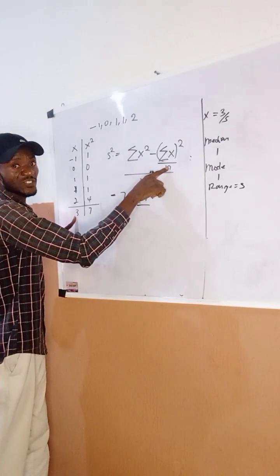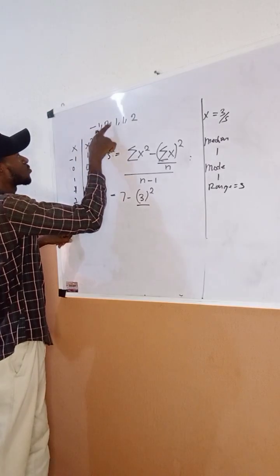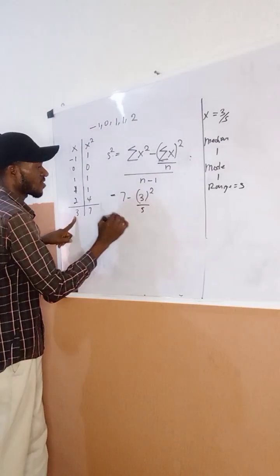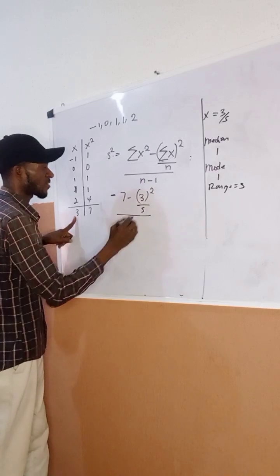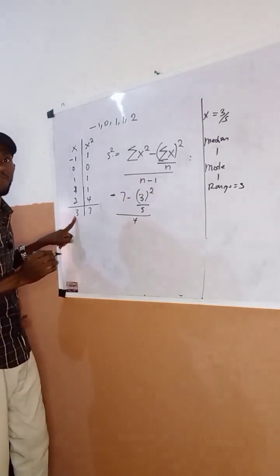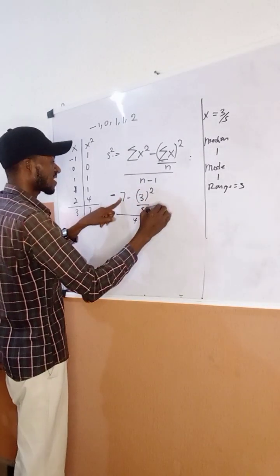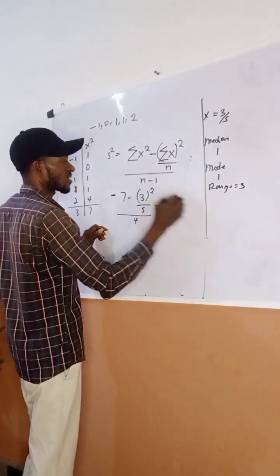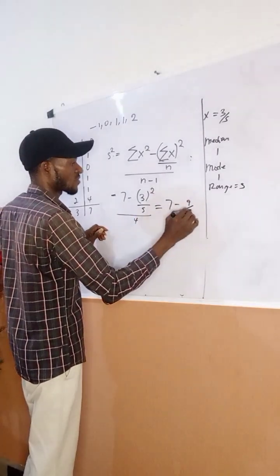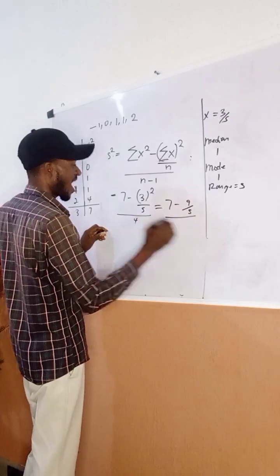All over. Here is my n. And that my n is 5. 1, 2, 3, 4, 5. So I have 5 all over. Here is my n minus 1. So that is 5 minus 1, which becomes 4. And then this thing becomes 7 minus. 3 squared is what? Is 9 all over 5. Then all over 4.